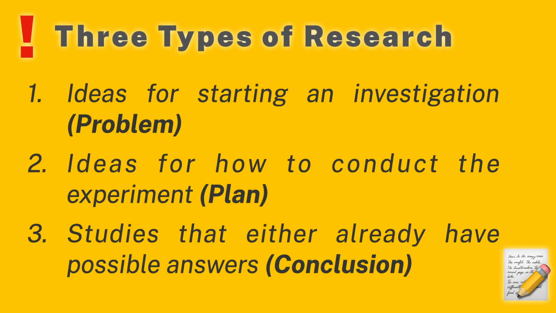As you're doing a lot of research online, it's really important that you save anything that you think might be related to your experiment somewhere in your document. You never know when you might need it later on. There are 3 types of research that you generally want to have on hand for your entire experiment. Number 1, ideas for starting the investigation. Number 2, ideas for how to conduct the experiment. And finally, number 3, studies that either agree or disagree with your hypothesis or findings.